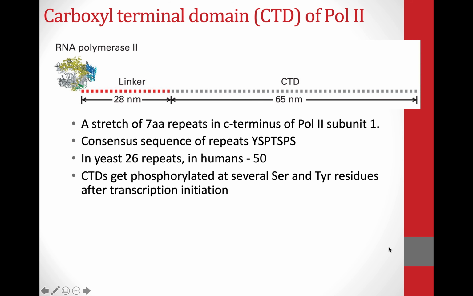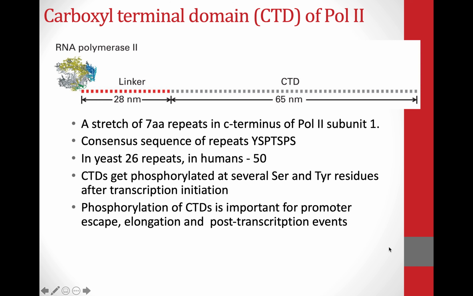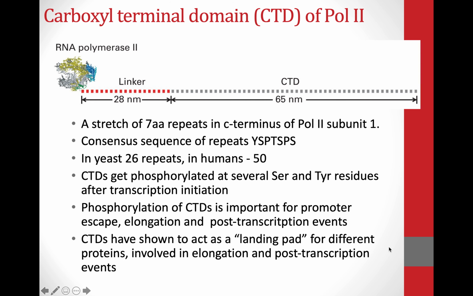And the CTD gets phosphorylated at serine and tyrosine residues after transcription initiation. This is important for promoter escape, and also for elongation and post-transcriptional events. Apart from being the landing pad for different proteins, the CTD is also involved in elongation and post-transcriptional events. There is a very detailed mechanism of elongation and post-elongation, and elongation itself has a lot of steps involved, which you will see in a few weeks' time.